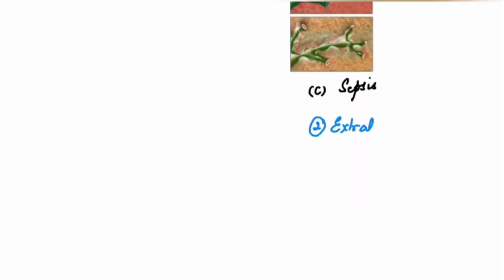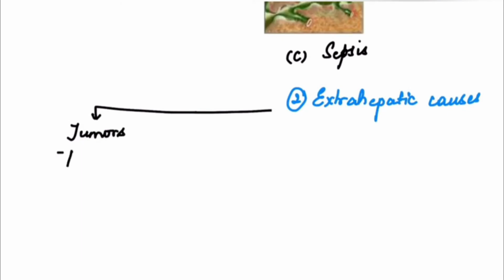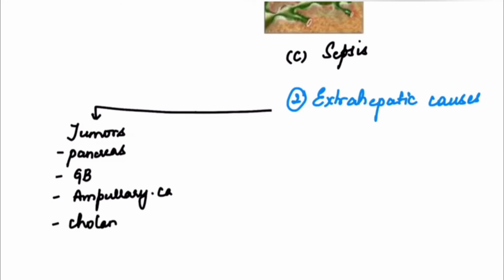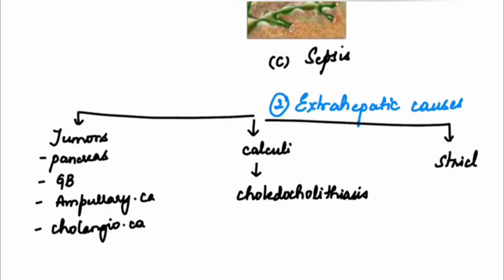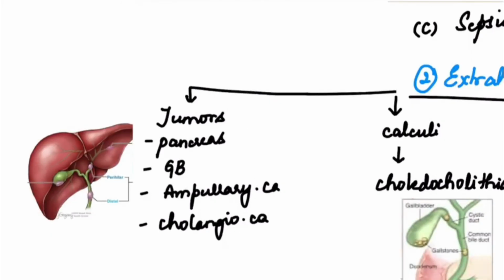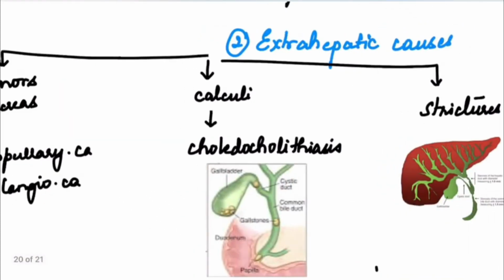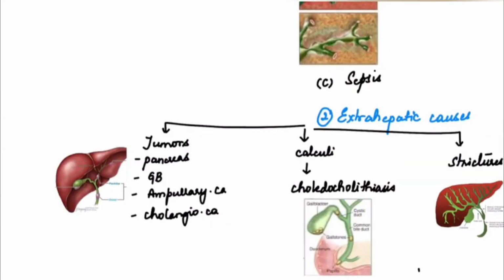Now we'll look at extrahepatic cholestasis. So obstruction of the biliary tree outside the liver. That could be because of some tumor of pancreas, gallbladder, or ampullary carcinoma, cholangiocarcinoma, or because of calculi obstructing the biliary tract, which is known as choledocholithiasis, or because of strictures. Okay, so these are the pictures. So this is a tumor that can obstruct the biliary tract, or calculi obstructing the biliary tract, or strictures. So these are the extrahepatic causes of cholestasis.